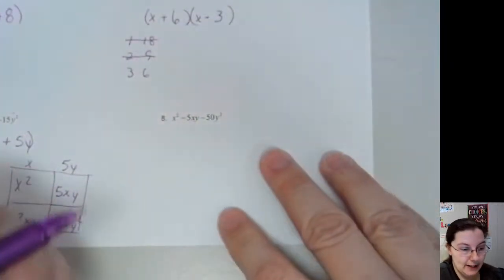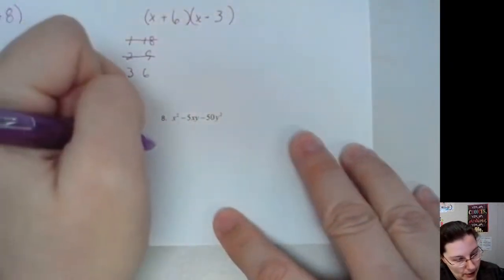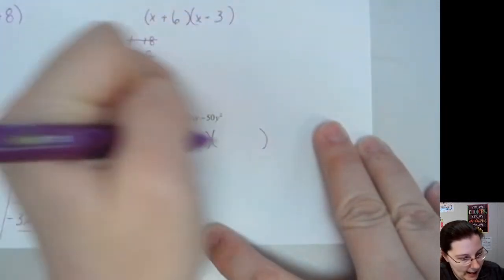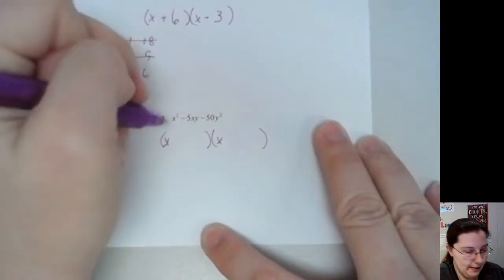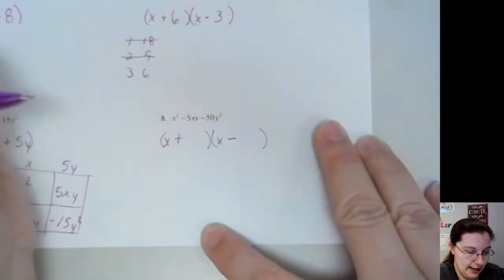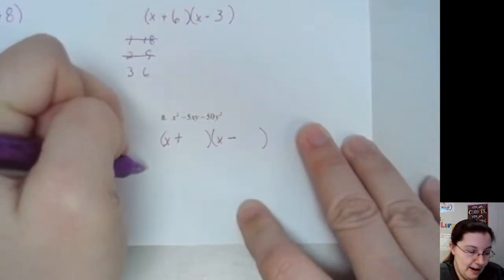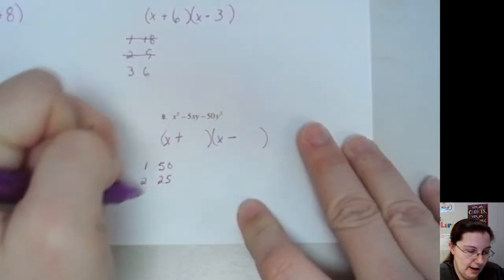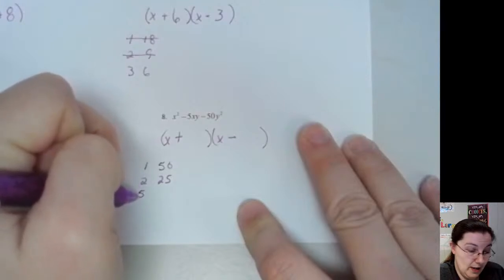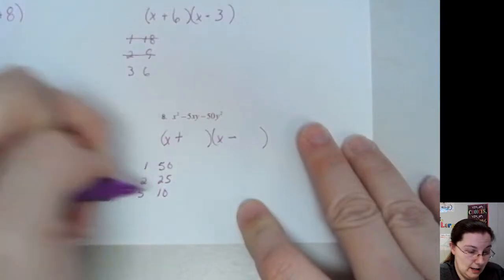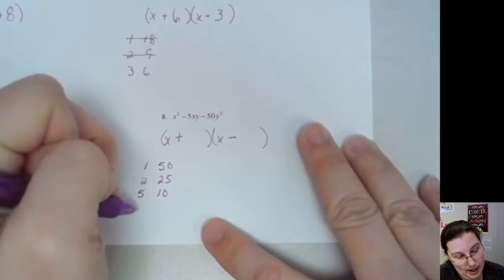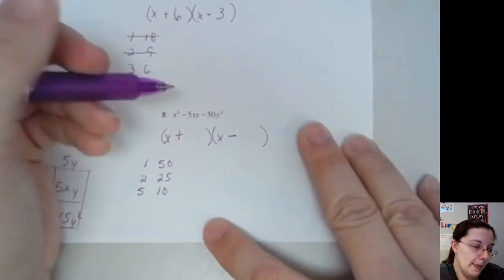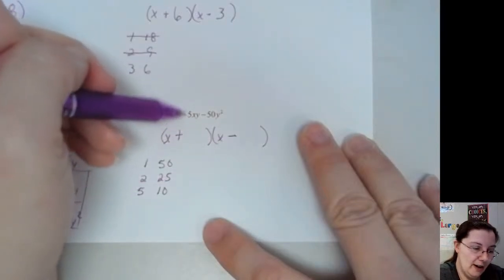Number 8 is very similar to that, just different numbers. So I'm going to go ahead and set that up. I know I'm going to have my x here. It's a negative, so I'm going to have a positive and a negative. When I find my factors of 50, I'm going to have 1 and 50, 2 and 25, and 5 and 10. And is there anything else? I don't believe so.